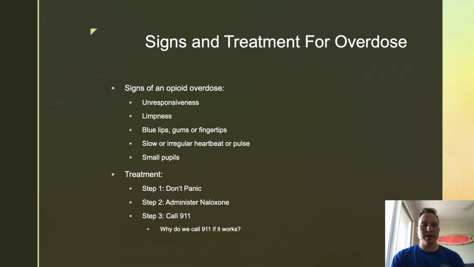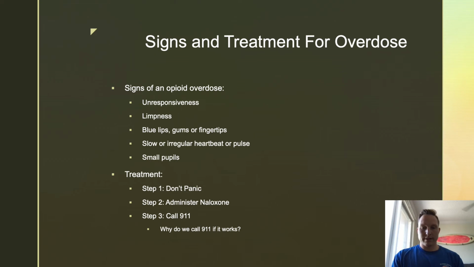All right, so some signs of opioid overdose. I hope you never have to see this, but if you do, you're going to be prepared, and I know you're going to be able to act, especially if there's naloxone around. The patient's going to be unresponsive, limp, and start to have blue fingertips and blue around their lips, because remember, they're not going to be breathing. Breathing will be depressed, if at all. They might not be breathing at all. If you check their pulse, it's going to be slow or irregular, and if you look into their eyes, their pupils are going to be pinpoint.